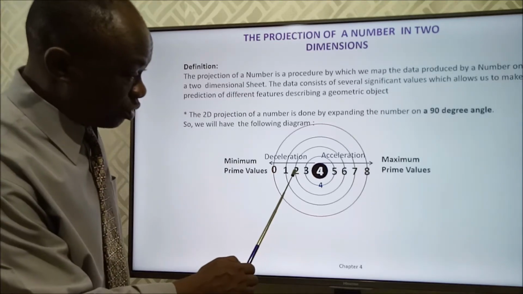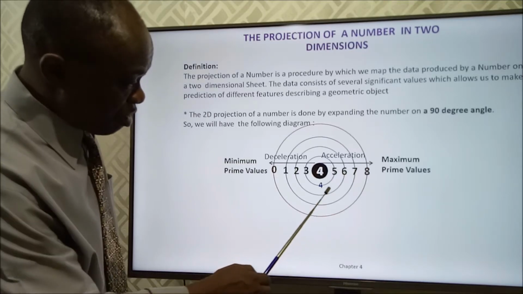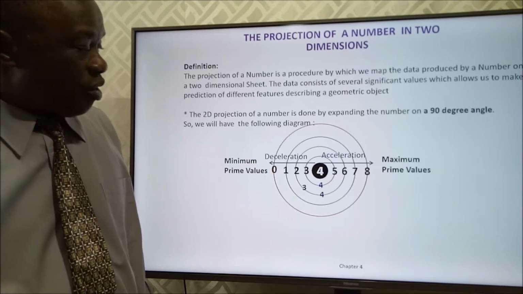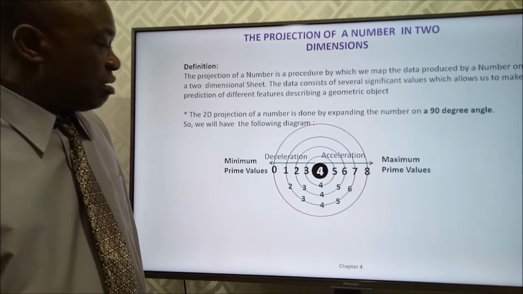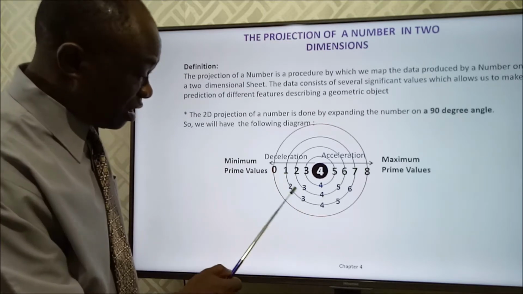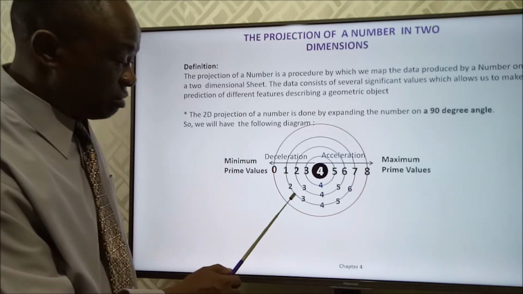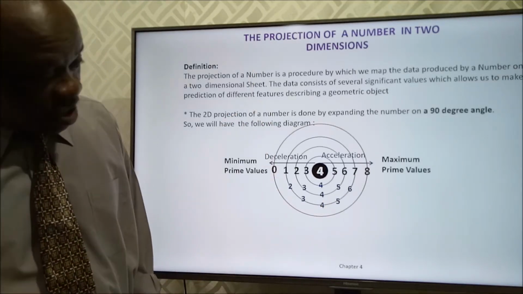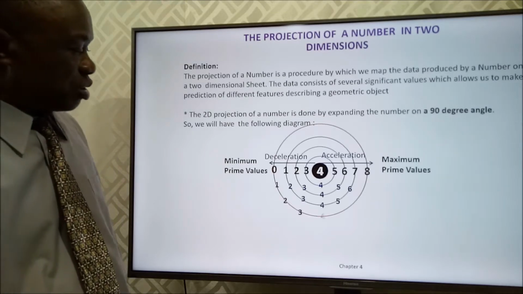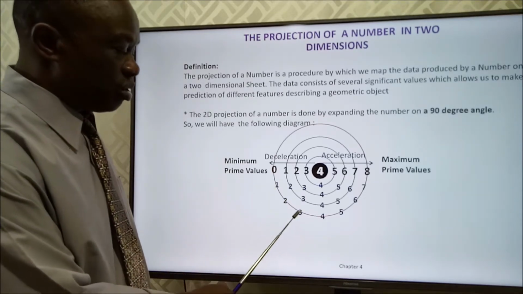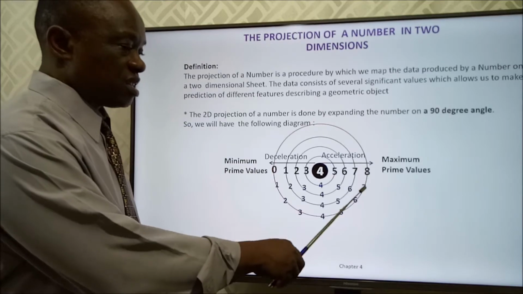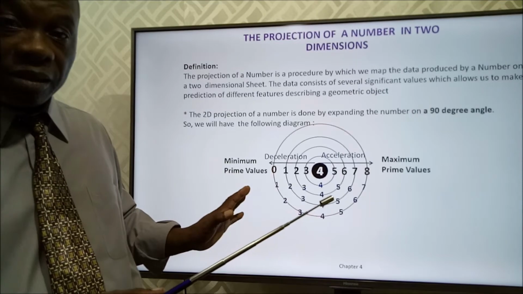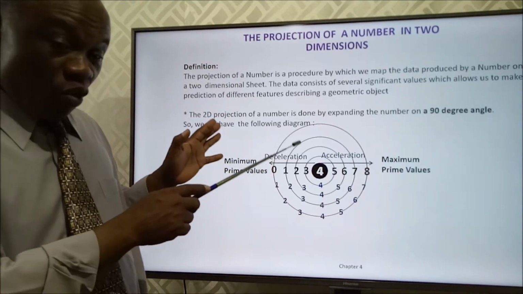To go from 2 to 6 on the second level, it has to pass through 3, 4, 5. To go from 1 to 7, it has to pass through 2, 3, 4, 5, 6. From 0 to 8, it must pass through 1, 2, 3, 4, 5, 6, 7. So now we have the whole data from number 4.